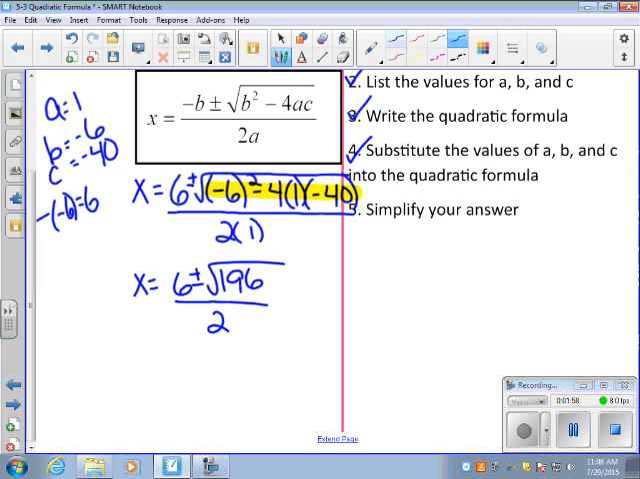So let's think about the square root of 196. What you should always do, just to make sure, is to see if whatever's under the radical is a perfect square. The way we can check that is just put the square root of 196 into your calculator. And it is a perfect square. It's 14. That means 14 squared is 196. So the square root of 196 is 14. So let's simplify further. X equals 6 plus or minus 14 over 2.